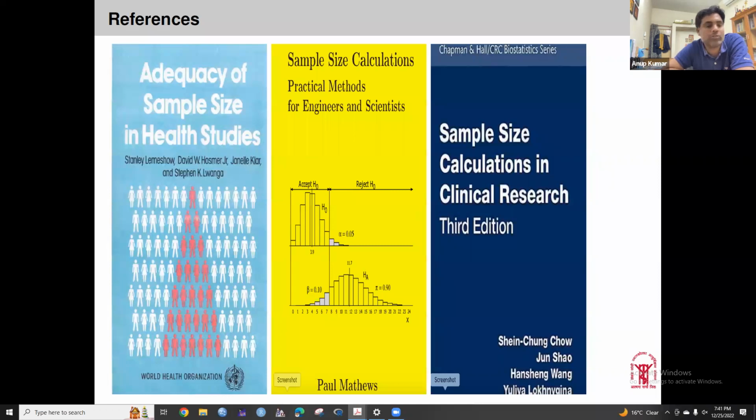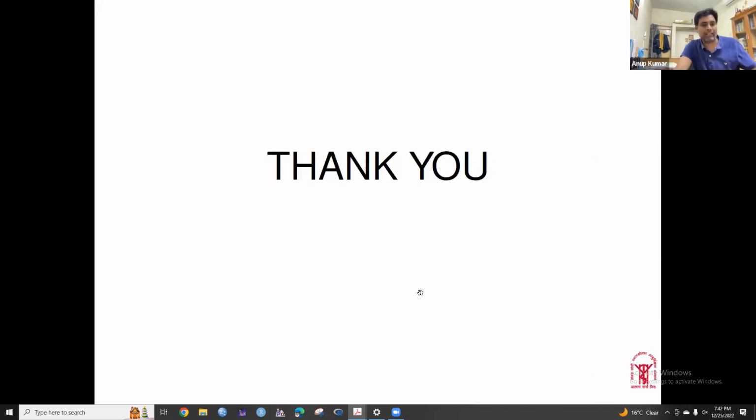So these are the books from which I prepared these slides. Adequacy of Sample Size in Health Research. This is a freely available book. You can Google it and you will find it. Very practical book. All the clinicians, or all the PIs, all the guides should go through this book. It will help them a lot because lots of practical examples are also given. These two books I will recommend for those who are hardcore biostatisticians. So they can also go for these two books. So thank you.